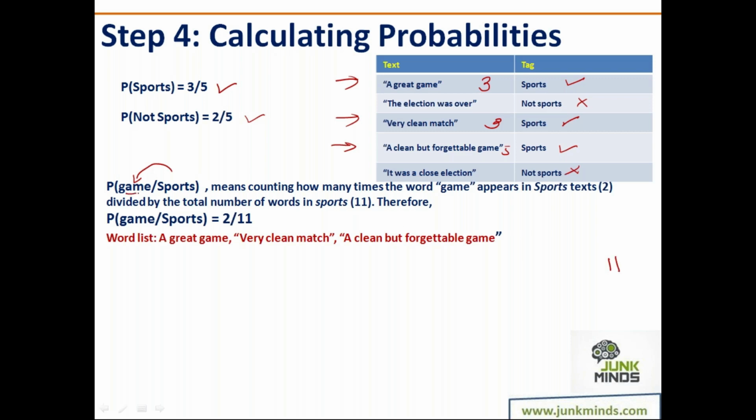But I'm interested in this word game. So let me just figure out. The word game is used over here. I don't have the word game here. I have this word game over here. So 2 out of 11 is the probability of this word game being used whenever we are talking about sports. So that is how I'm getting this probability, 2 on 11. Is this understood, guys? From where am I getting those values? 3 out of 5, 2 out of 5, 2 out of 11. Is this understood?